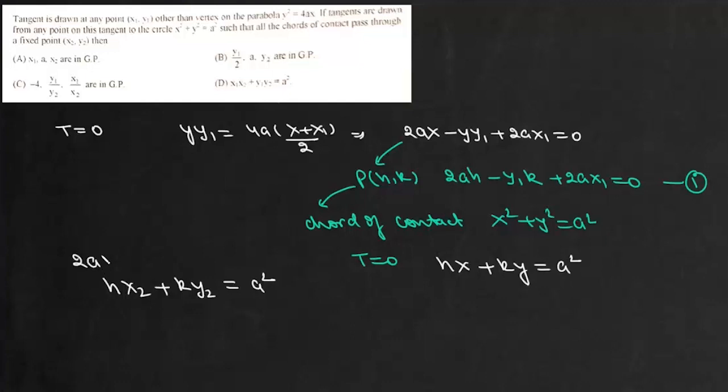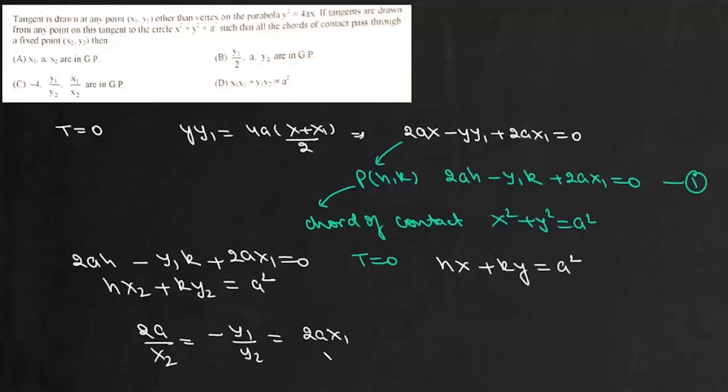So we'll have 2ah minus y1 k plus 2ax1 equals 0. So from here we can write 2a upon x2 will be equal to minus y1 upon y2, equal to 2ax1 upon minus a square. Now if we take these first two conditions, then we can write x1 x2 equals minus a square. That means this option A is incorrect. So x1, a, x2 cannot be in GP.